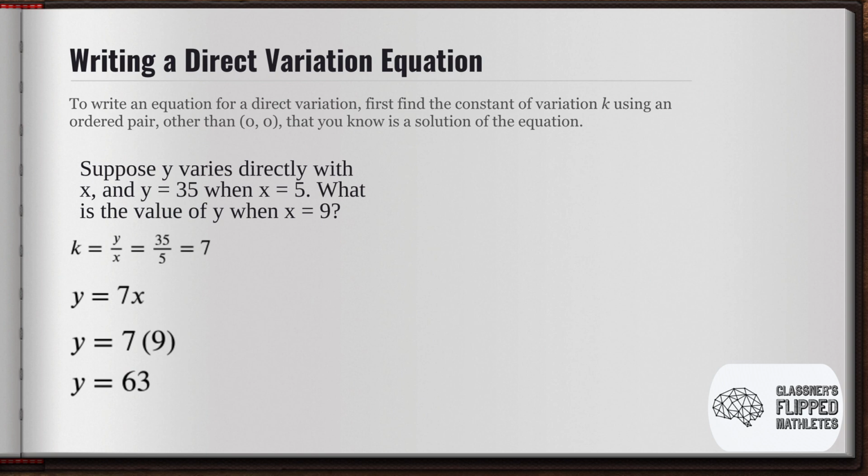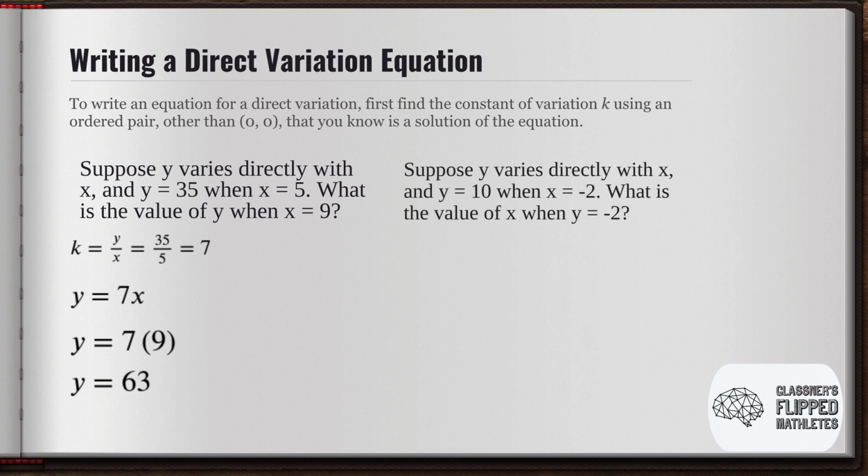So you have three different answers here. Your k value is 7, your equation is y equals 7x, and then we answered the question, what is the value of y when x is 9? The value of y is 63 when x is equal to 9. So these are three separate answers. You need your k to write your equation, you need your equation to find your y value.